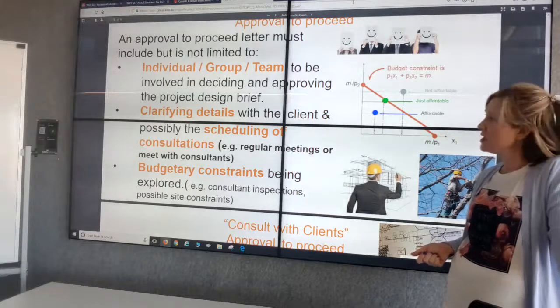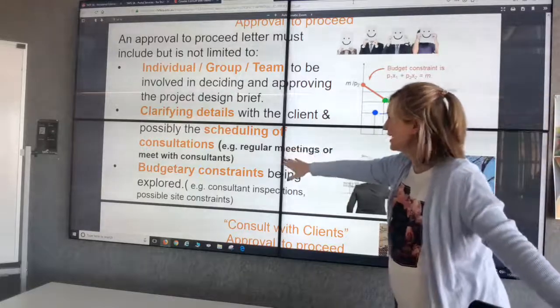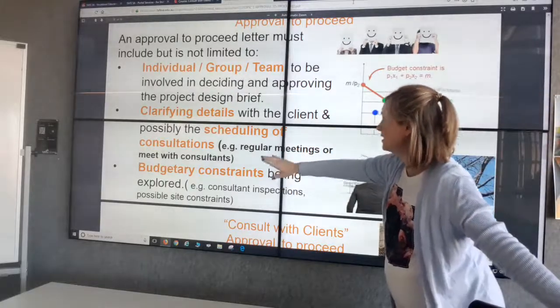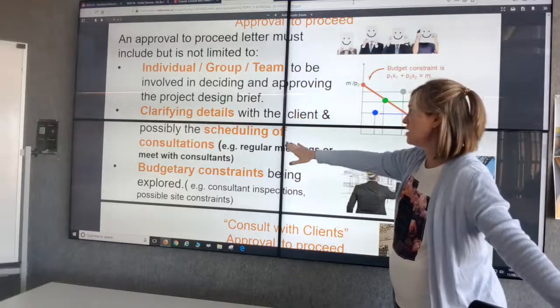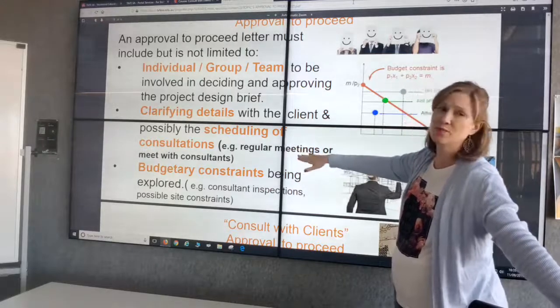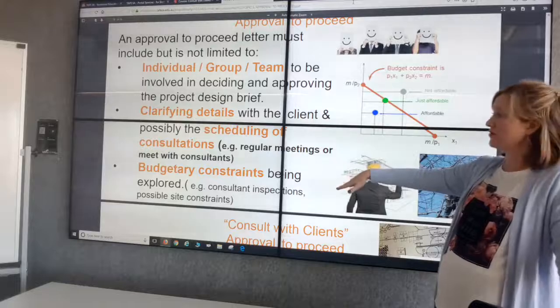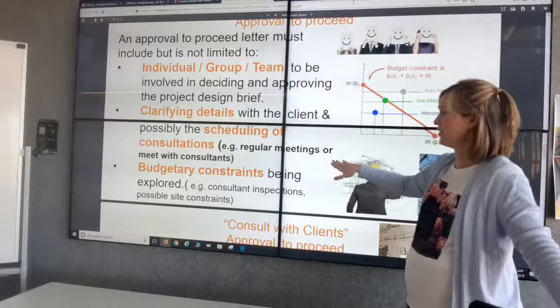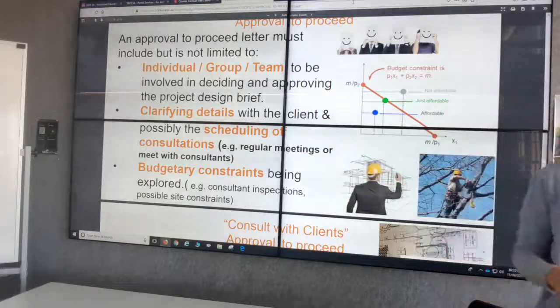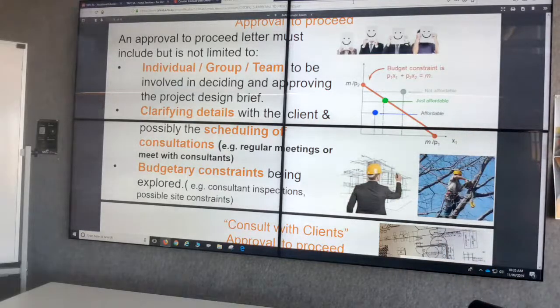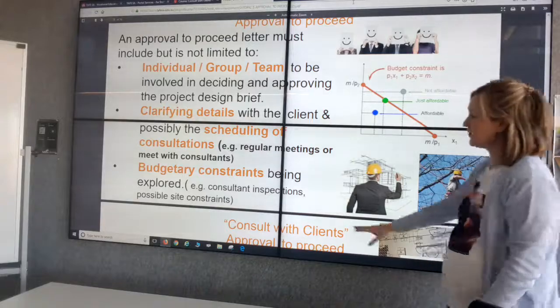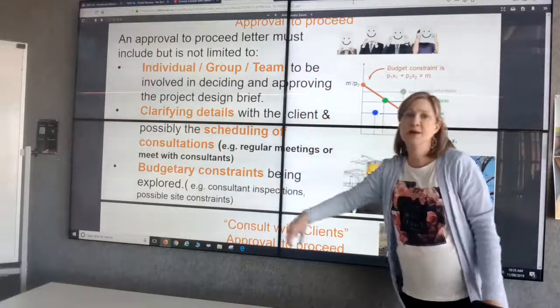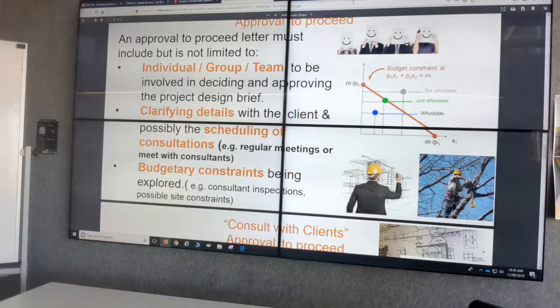Okay. So in terms of scheduling the consultants, you can actually say to the client, these are the people that need to be met with, but it's out of our budget. And then you can also regulate those meetings with the client, saying, the structural engineer will come on this date, please make yourself available.